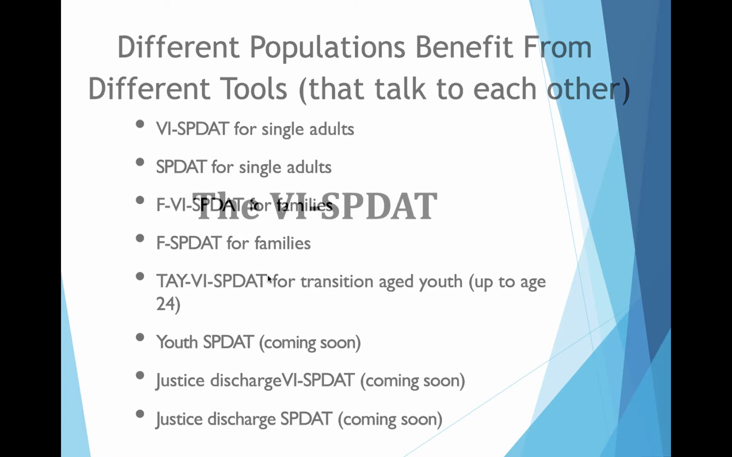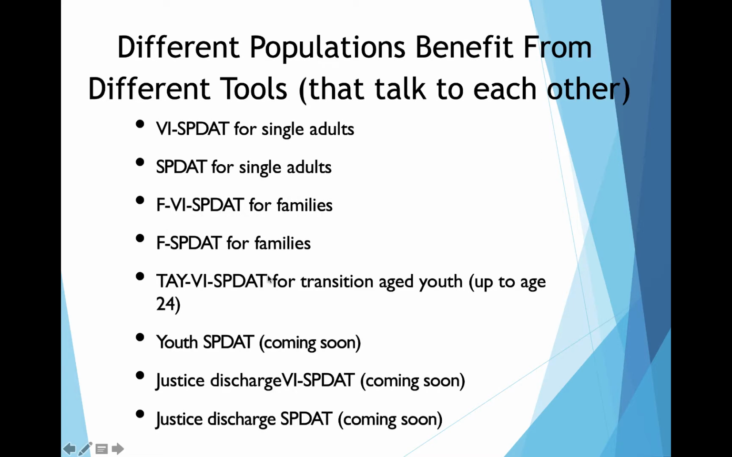Anyone 24 and under should be getting the TAY SPDAT. The full TAY SPDAT should be coming to HMIS soon, as well as the Justice Discharge VI and the full SPDAT. Hopefully, those are coming soon as well. There are no release dates for any of those, but all tools, although they score a little differently, like the family has a little bit more questions, the ranges are the same.